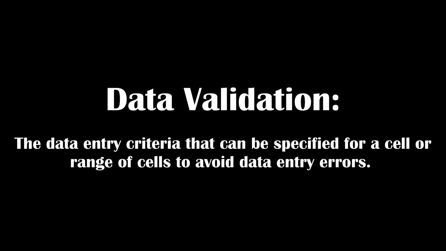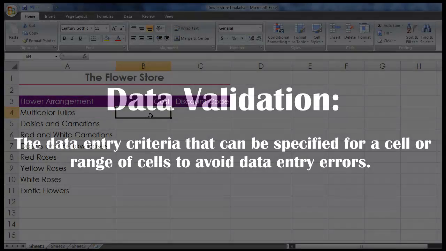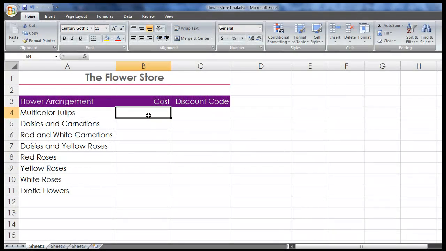And data validation is simply the data entry criteria that can be specified for a cell or a range of cells to avoid data entry errors. And with this knowledge, you can add data validation to cells B4 to B11 so that only decimal numbers between 20 and 99.9 can be entered.